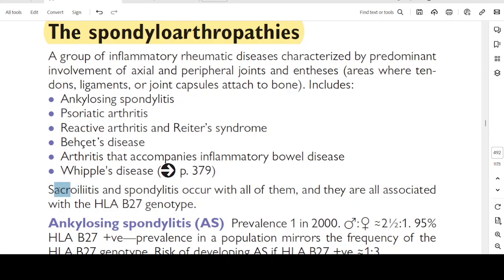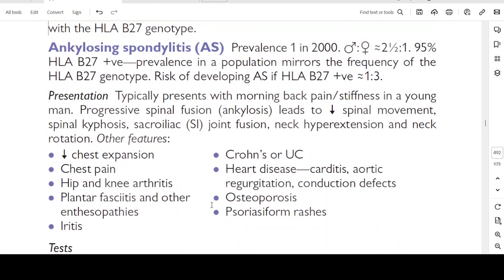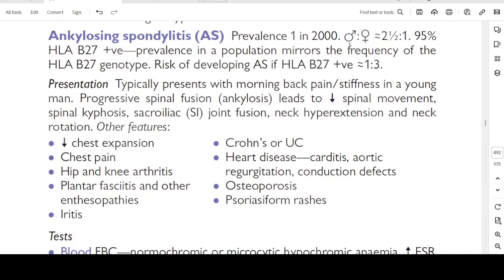So all of these spondyloarthropathies have sacroiliitis and spondylitis, and they are associated with HLA-B27 genotype. Ankylosing spondylitis: prevalence is 1 in 2000. Male to female ratio is 2.5:1. 95% are HLA-B27 positive. Prevalence in the population mirrors the frequency of the HLA-B27 genotype. Risk of developing ankylosing spondylitis if HLA-B27 is positive is 1 in 3.